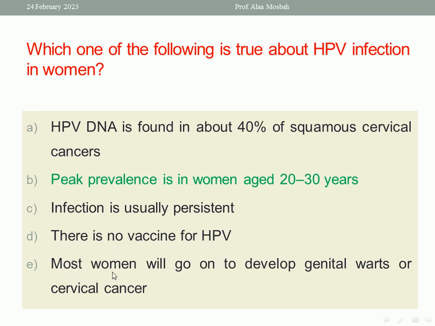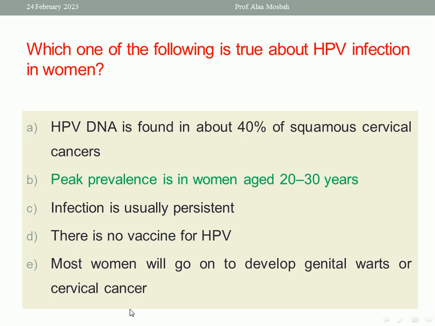The last statement, most women will go on to develop genital warts or cervical cancer. This is not true, because most women will resolve spontaneously from human papillomavirus, not develop genital warts or cervical cancer. Only those with certain serotypes develop genital warts or cervical cancer. Genital warts are caused by serotypes, for example human papillomavirus genotypes 6 and 11. And developing genital warts needs many factors, not only being 6 and 11: lowered immunity, persistent infection, and so on.